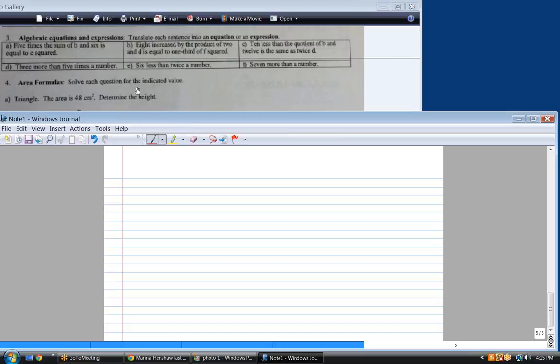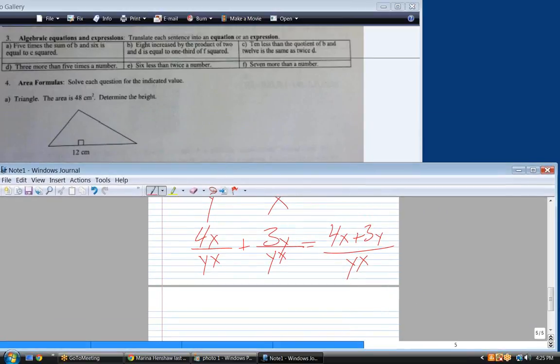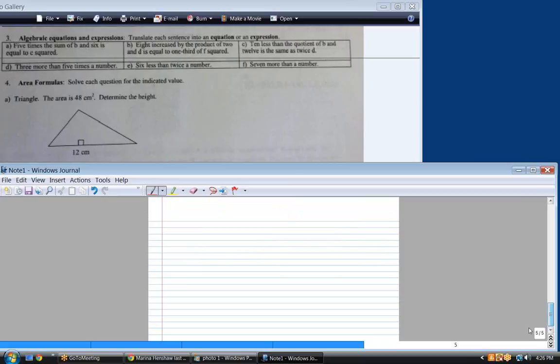Okay. Solve each for the indicated value. To do these, you need the general formula for the area of a triangle. What is it?